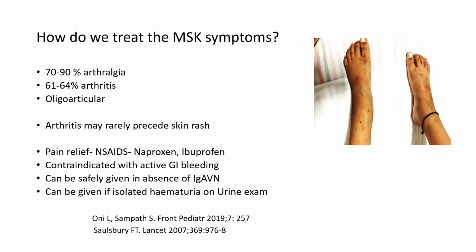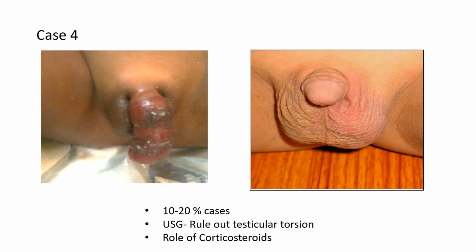As far as the musculoskeletal system involvement is concerned, most of the time it's arthralgias. Occasional patients may continue to have a short course of arthritis. They can be treated for pain relief with NSAIDs and ibuprofen. Be mindful of looking for active GI bleeding and severe renal involvement before starting NSAIDs, though.